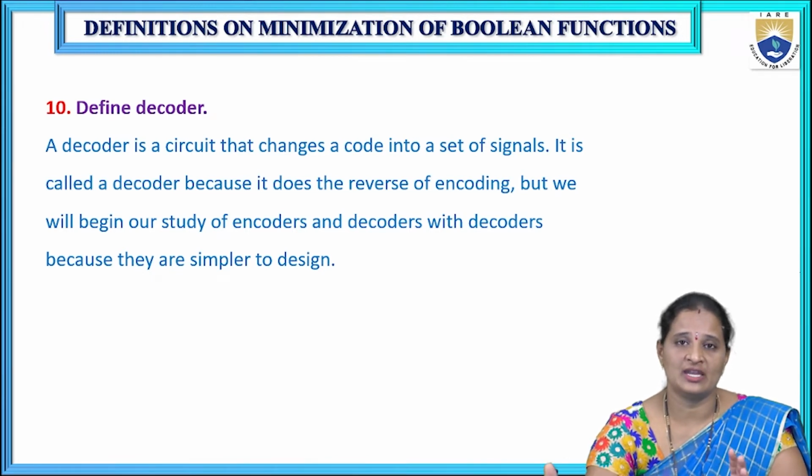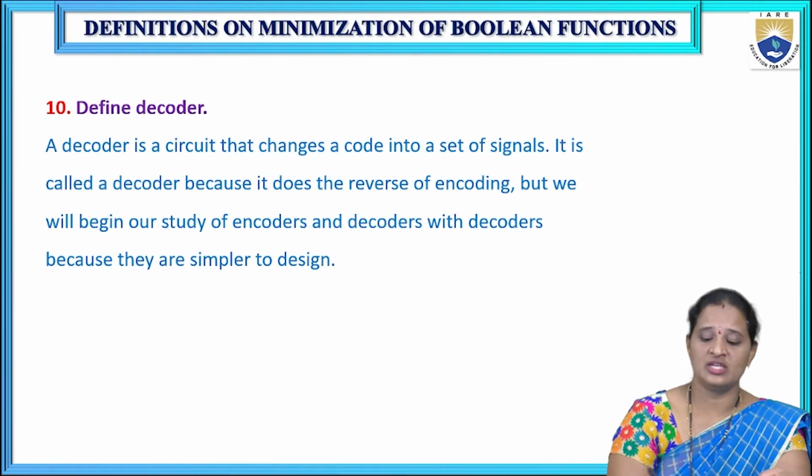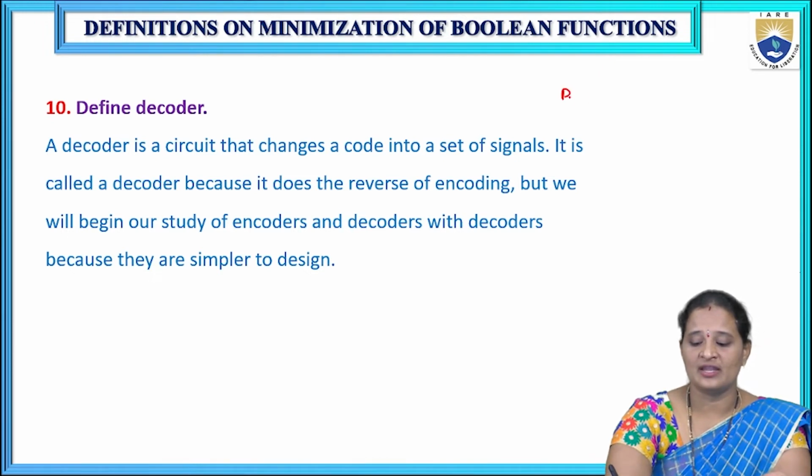The encoder encodes the data into some secret form. Whereas the secret form of data is decoded here. What is the secret form of data? Binary data.